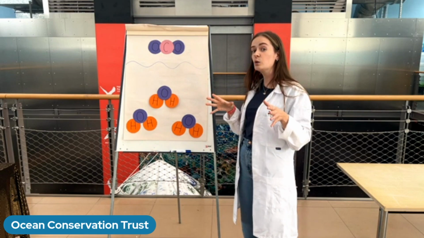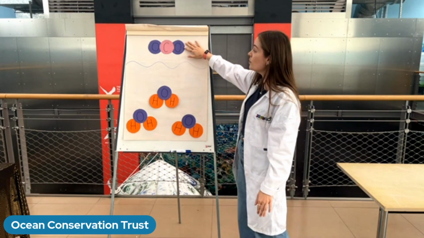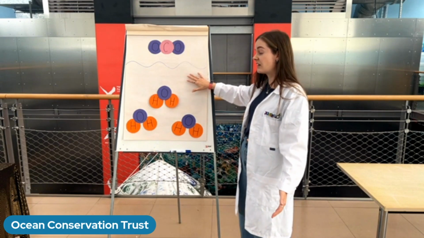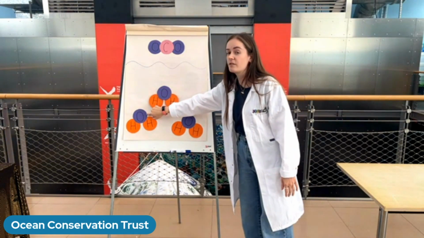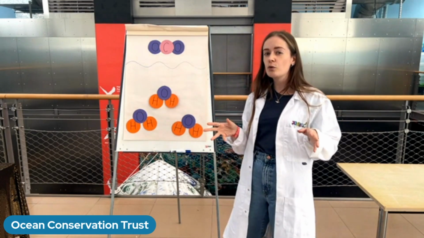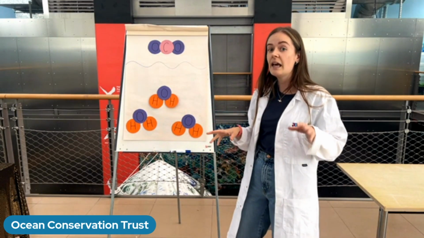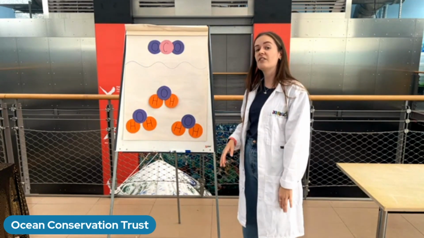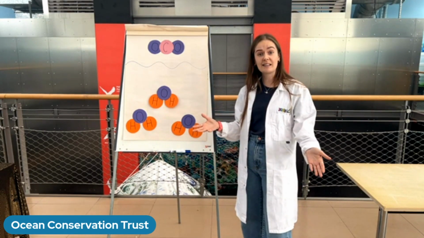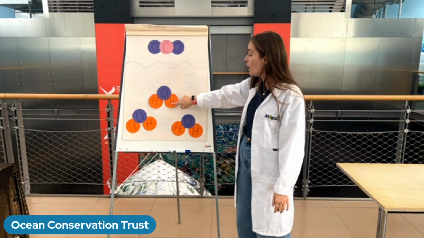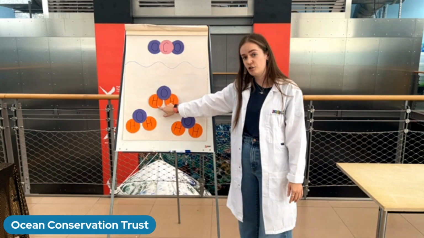And it can't all stay in the atmosphere. Some of it will dissolve into the ocean. When it does that, it binds with the water. So does anyone know what the chemical formula for water is? If you do, you can call it out. And if you said that it's H2O, you're exactly correct. So water is made of one oxygen atom bonded to two hydrogen atoms.